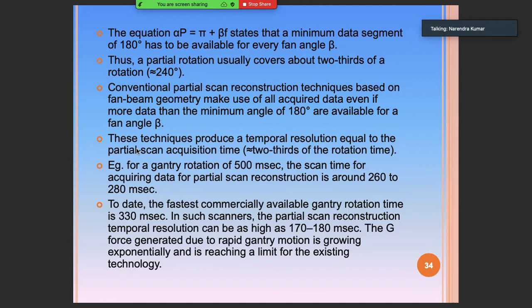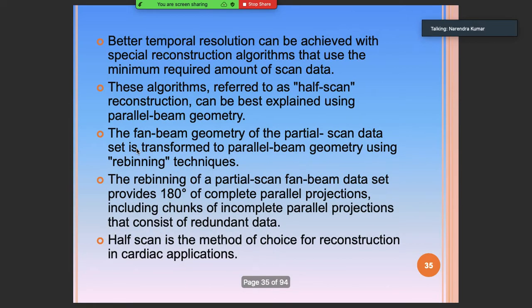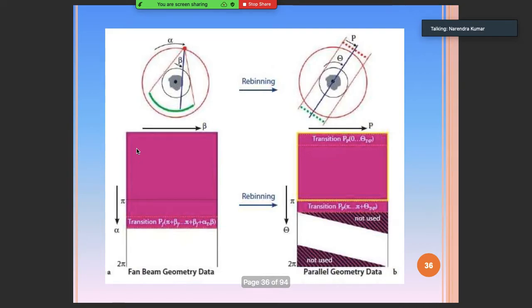So in 1 second, it can do at least up to 4 rotations. You can imagine this is such a fast device. And half scan is the method of choice, especially for cardiac applications. This is another beautiful image trying to show the fan beam geometry data and the parallel geometry data, as I was trying to explain with the mathematical formula which is being used over here.